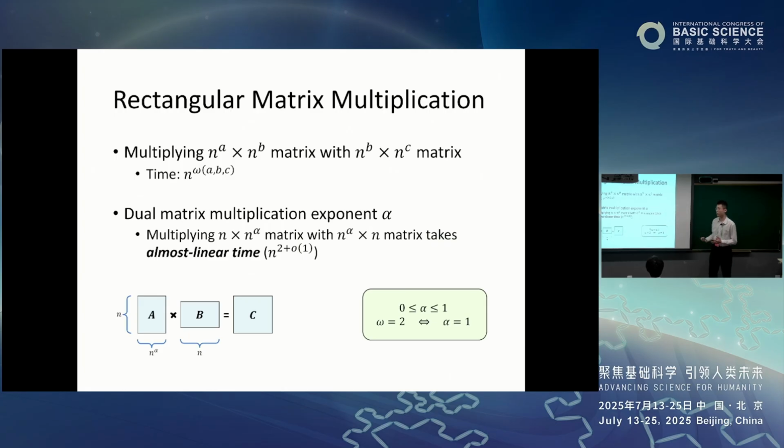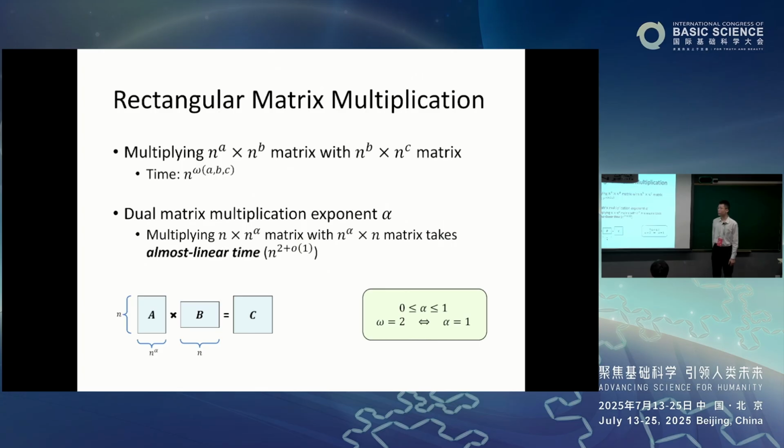Again, for this constant, we only know that it is between 0 and 1, but its exact value remains a big open question. Many people in theoretical computer science believe that omega equals 2, which means that the matrix multiplication problem itself can be solved in almost linear time. And an equivalent expression of this conjecture is to say alpha equals 1. So if we can prove better and better lower bounds on alpha, that's an alternative view of improving the complexity of matrix multiplication.